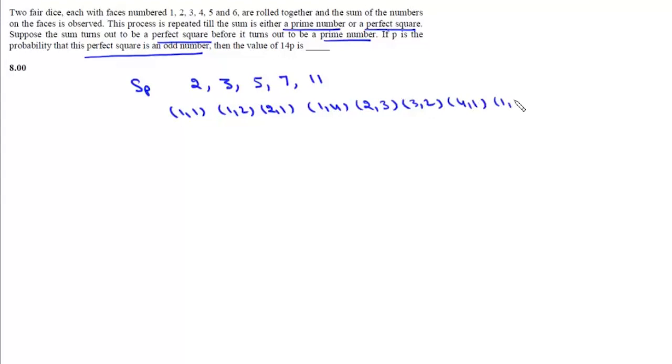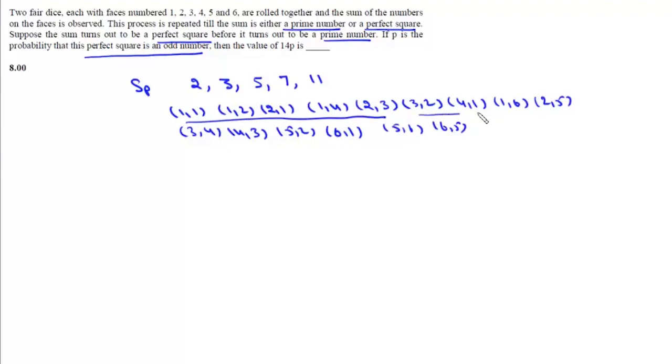7 is 1, 6; 2, 5; 3, 4; 4, 3; 5, 2; 6, 1. And 11 is 5, 6 and 6, 5. So we have 5 and 5, 10 and 5, 15. So there are 15 possible cases.